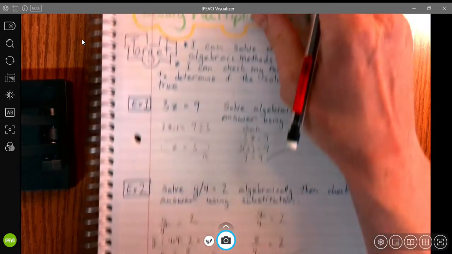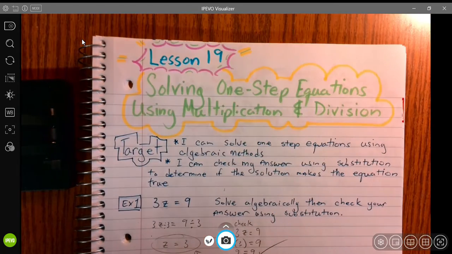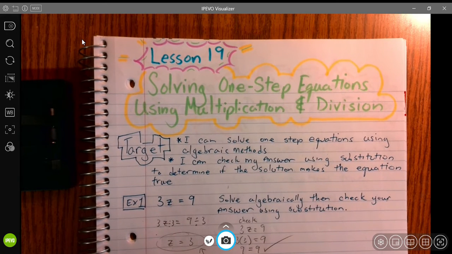Okay, that's it for today. Today we worked on solving one-step equations using multiplication and division. Our targets were: I can solve one-step equations using algebraic methods, and I can check my answer using substitution to determine if the solution makes the equation true.